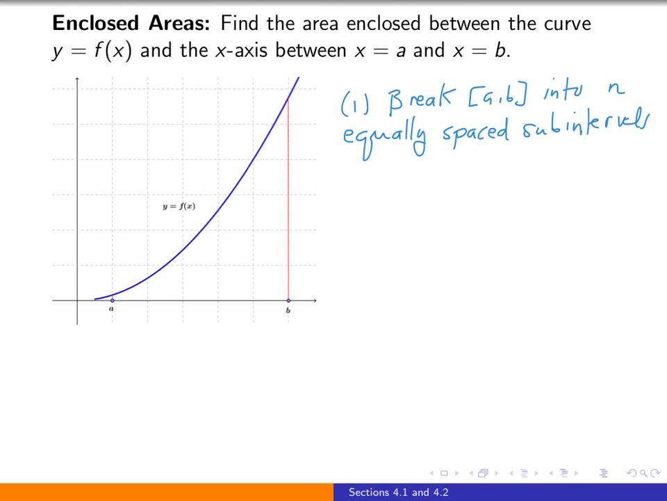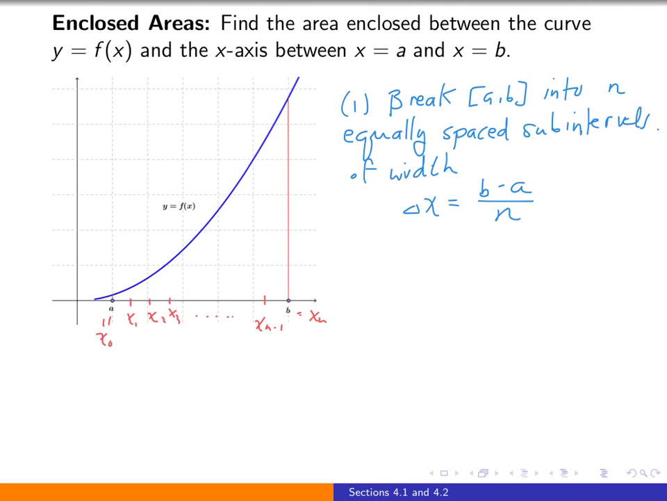If we break it up into n equally spaced subintervals, we will know exactly what the width of each subinterval will be. We will denote that width by delta x, and to determine it, you take the length of the interval, b minus a, and divide it by n, the number of subintervals you would like to have. So we let a be x naught, then x1, x2, x3, and we go all the way over to x sub n minus 1, and b is equal to x sub n.